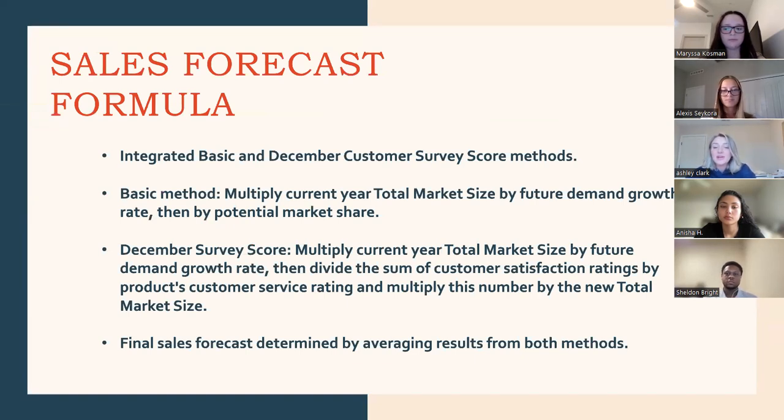We use a combination of the basic and the December customer survey score forecasting methods to project our product sales. The basic method involves multiplying the current year's total market size by the future year demand growth rate and the product's potential market share. Simultaneously, the December score forecast incorporates customer satisfaction ratings. Averaging these methods provides a reliable sales forecast for each product. Next slide, please.